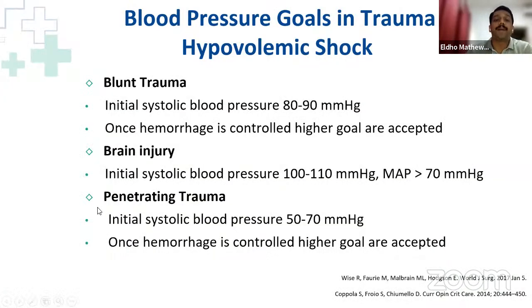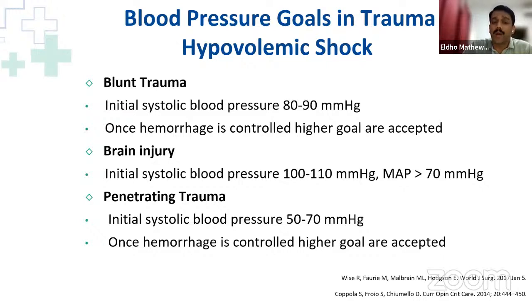And coming to the special goals: blunt injury, blunt trauma or injury, that is because of motor vehicle injury or fall injury. So our systolic goal will be 80 to 90 mmHg. Once the hemorrhage is controlled, we can set the higher goals.